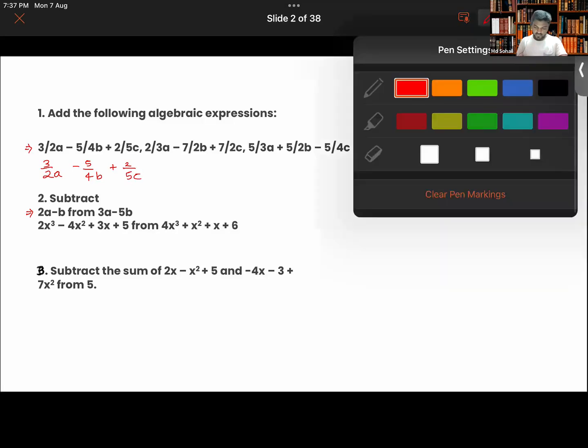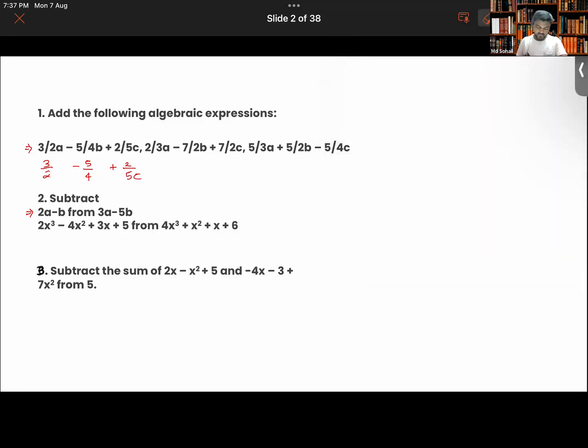One moment. The question is actually like this. The format of the question might be actually confusing. So it's actually 3.2a. I was rewriting the separating question. 2.5c. Right. 2 upon 3a minus 7 upon 2b plus 7 upon 2c. All right.